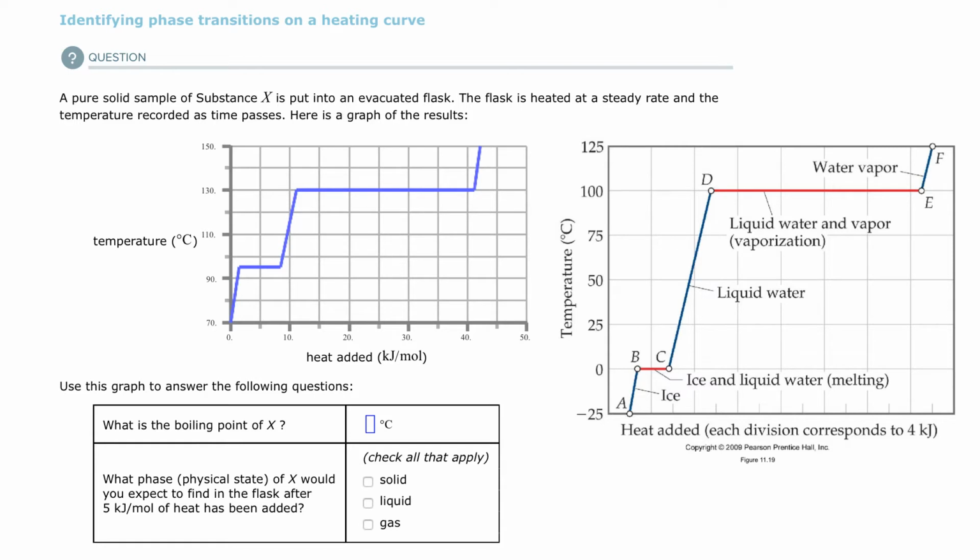And if you add more heat, at C, it's still 0 degrees. That heat does not go to adding temperature to that. All it's doing is turning the solid ice into liquid water. Okay, that's called the heat of fusion.